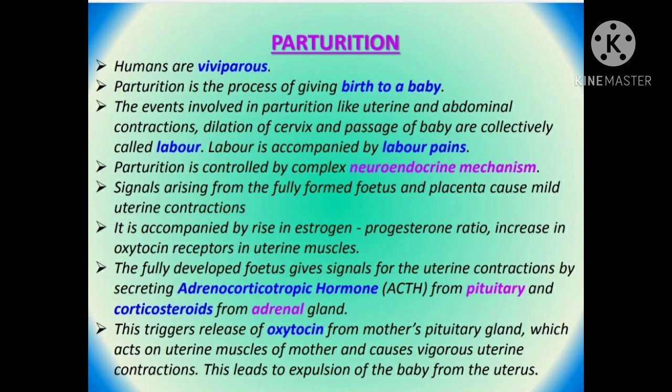I am repeating it. Parturition is controlled by a complex neuroendocrine mechanism. Signals arise from the fully formed fetus and placenta and cause mild uterine contractions. It is accompanied by a rise in estrogen and progesterone ratio, and an increase in oxytocin receptors in uterine muscles. They cause vigorous contraction of the myometrium of the uterus at the end of pregnancy.